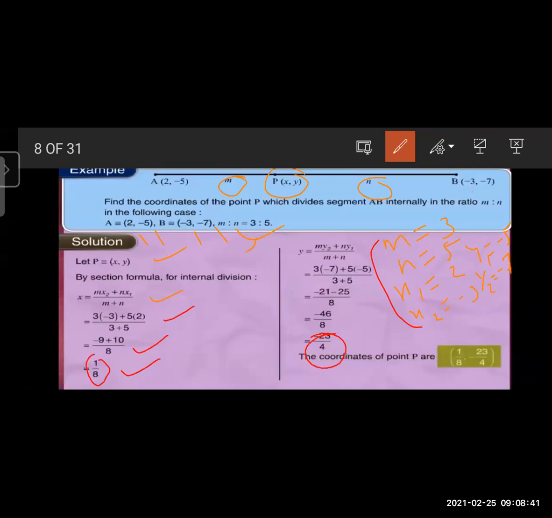So here first we identify the values of m, n, x1, x2, y1, y2, and by using the internal section formula, we find the coordinates of the point which divides the line segment internally.